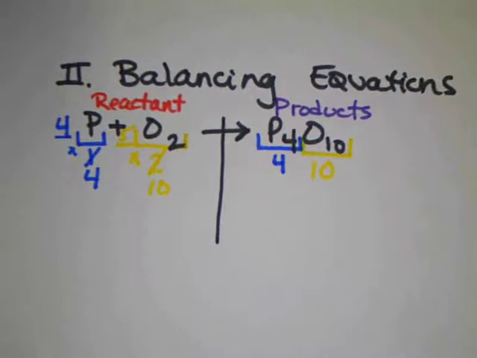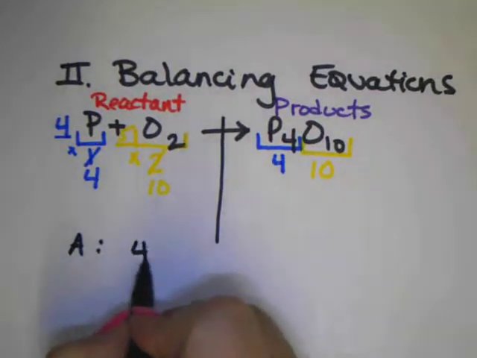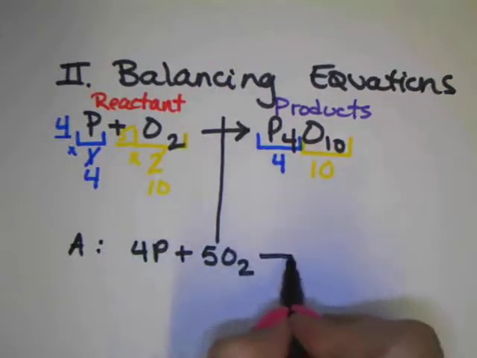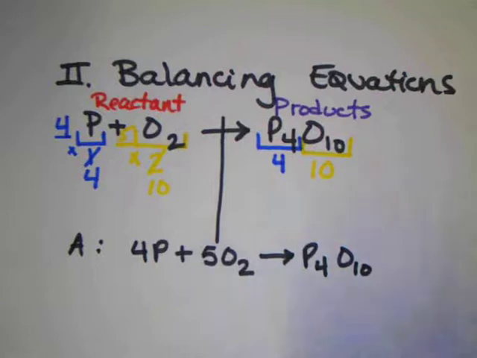The answer to this question, when I finally work it out, would look like this. 4P plus 5O2 yields P4O10. This is the basic way to balance an equation using the color method.